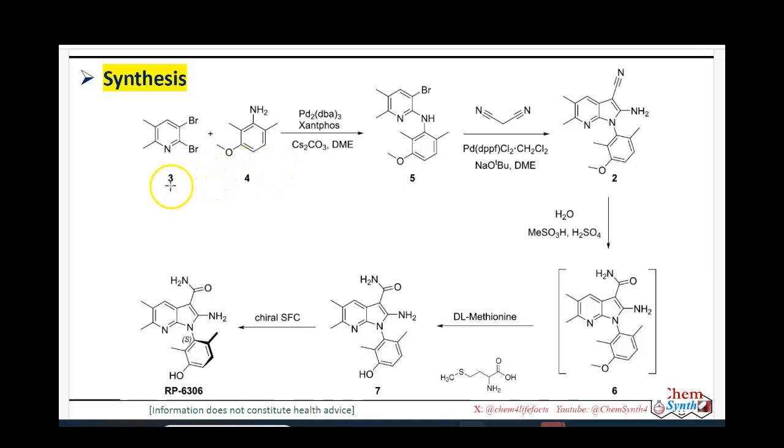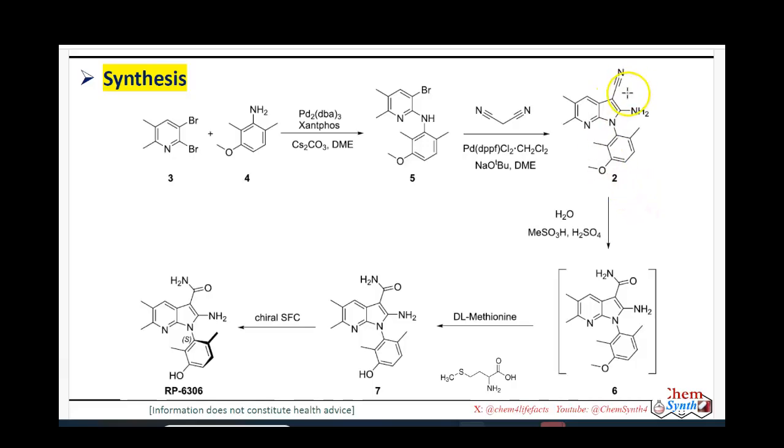So here you can see the most reactive bromide underwent this coupling reaction, and the remaining bromide was replaced by the reaction with malononitrile, followed by a palladium catalyzed intramolecular cyclization reaction to afford this azaindole intermediate.